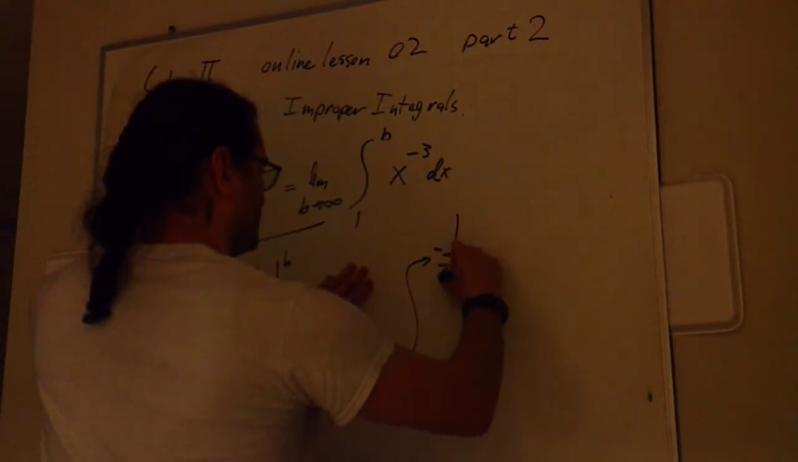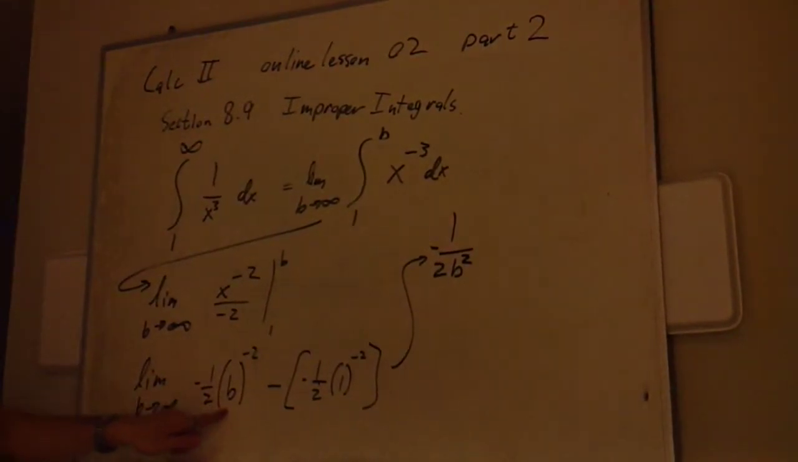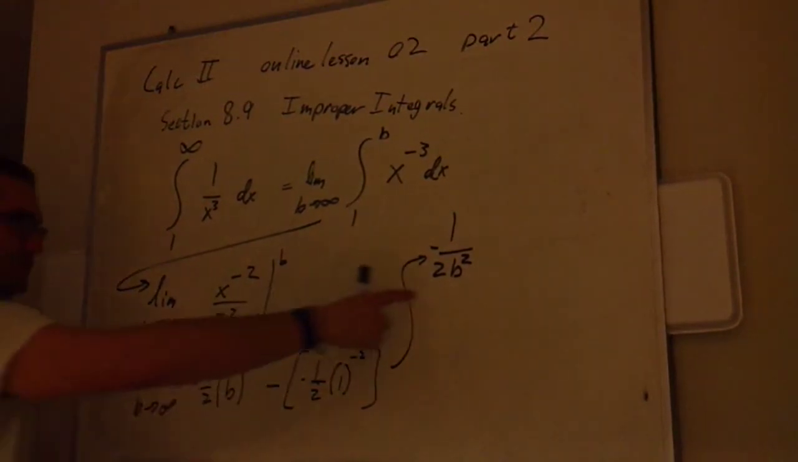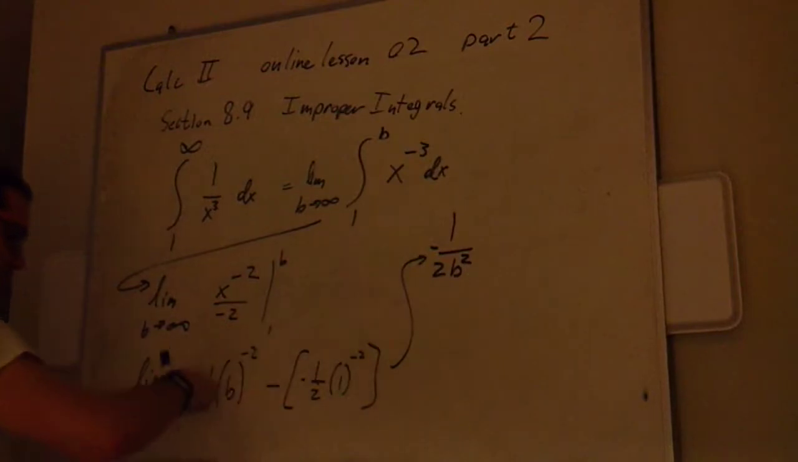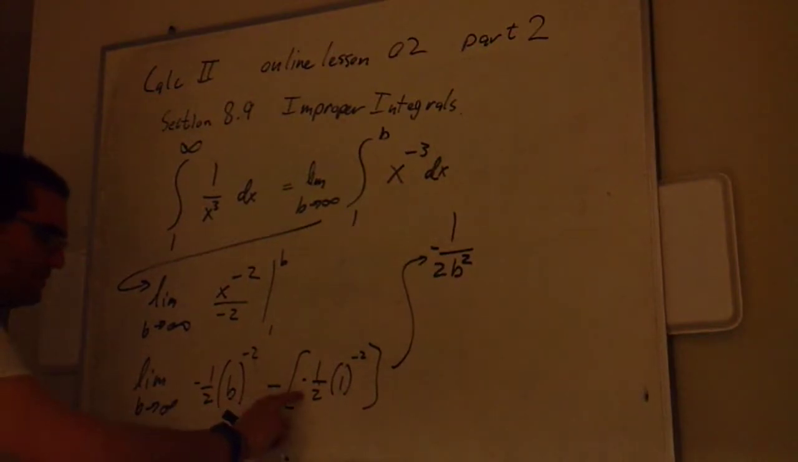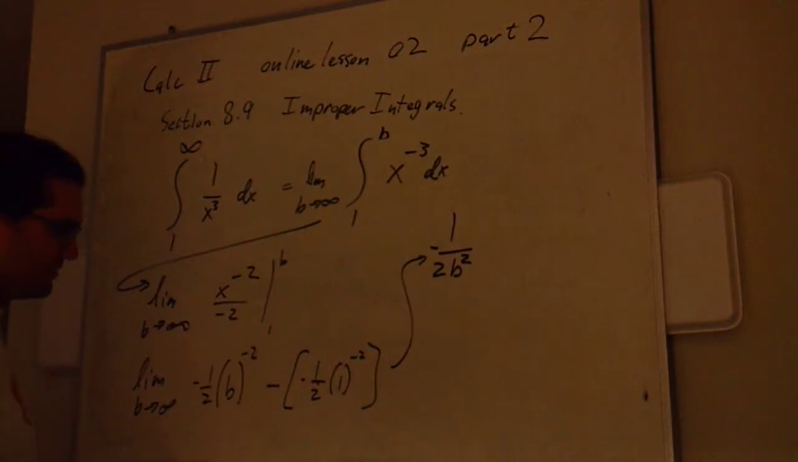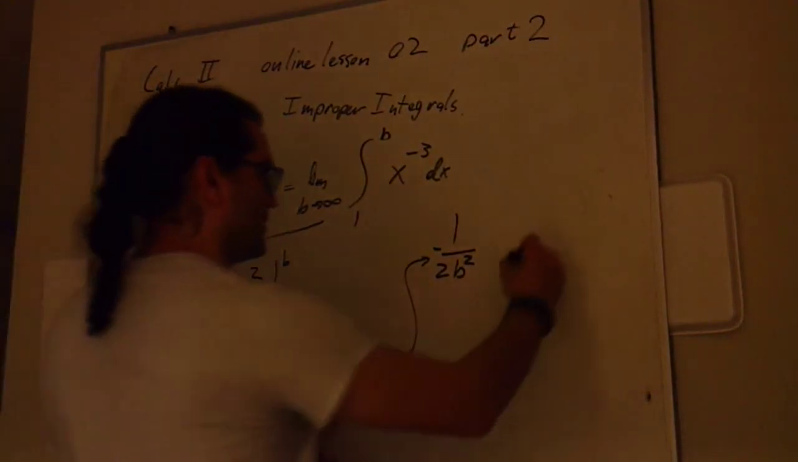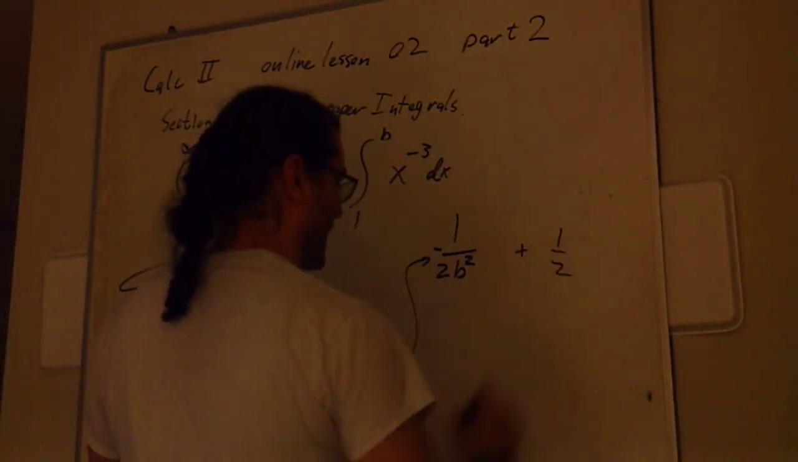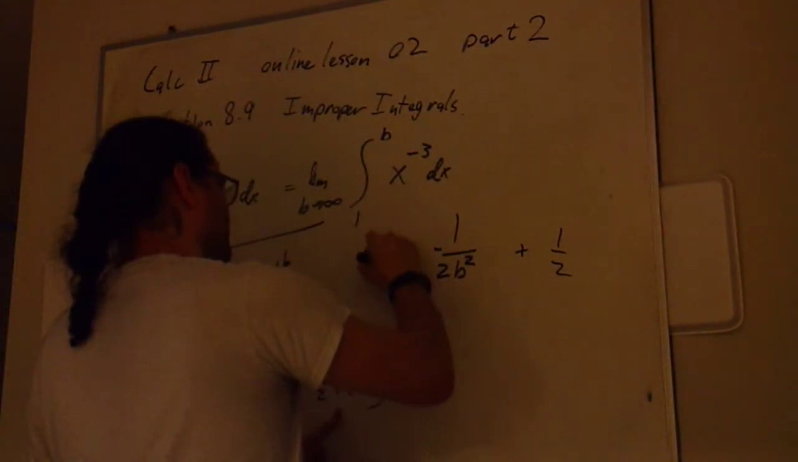Negative 1 over 2b squared. That's what this b to the negative 2 is going to look like if you drop it into the denominator. B to the negative 2 is b squared down here. Negative 1/2 hangs out. That's just a coefficient. Double negatives will cancel. 1 to whatever is just going to be 1. So this is going to be a plus 1/2 on the back end, and I forgot my limit.